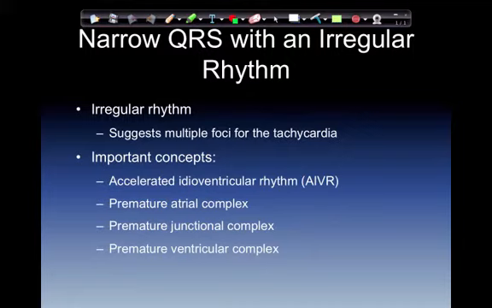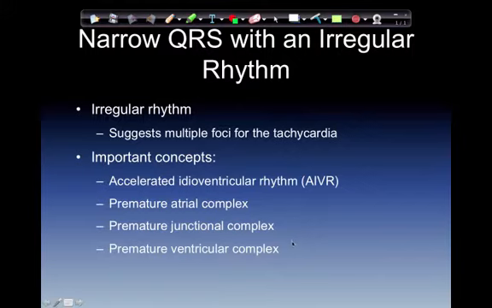The irregular rhythm suggests multiple foci in the tachycardia cases. Important concepts here are accelerated idioventricular rhythms, which would be above 40 beats per minute all the way up to 100. At the point that it's at 100 beats per minute, it would be considered really a ventricular tachycardia, but we generally don't treat VTAC unless it's above 150. Premature atrial complexes, which would be extra atrial beats. Premature junctional complexes, which would be premature junctional beats. And then premature ventricular complexes, which are premature ventricular beats.